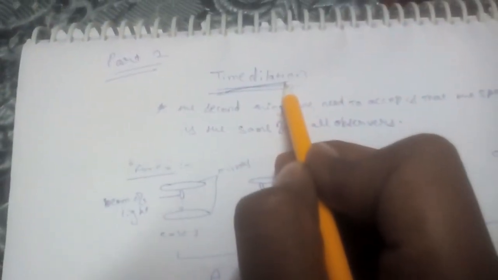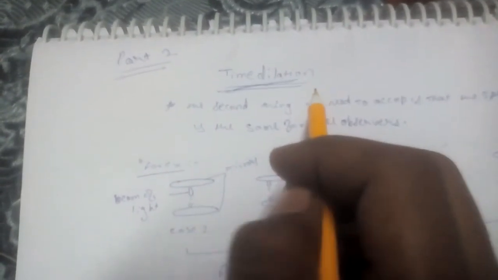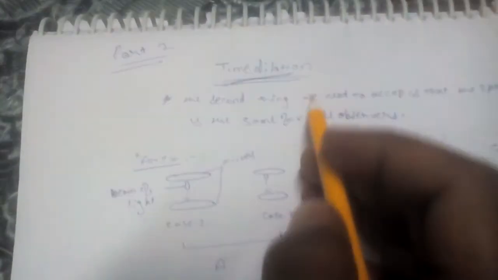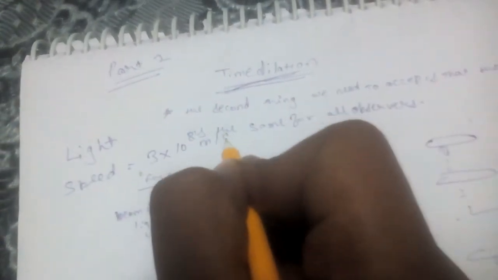So, part 2 is time dilation. The second thing we need to accept is that the speed of light is the same for all observers. The speed of light is 3 into 10 raised to power 8 meters per second. So the speed of light is the same for all the observers.